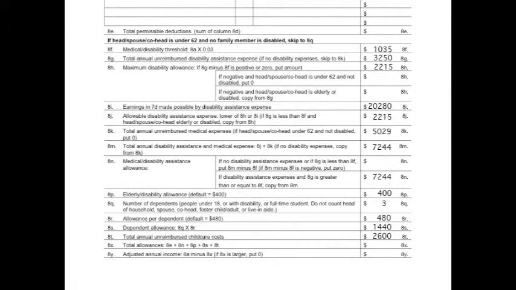8X, the total allowances for this family is $11,684. And on 8Y, their adjusted annual income figure is $22,807.